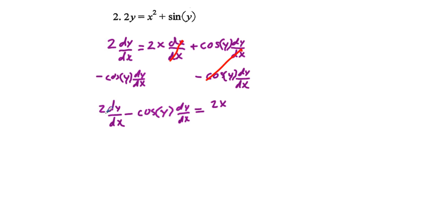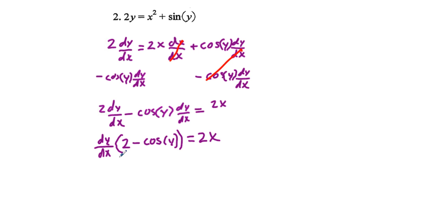And now we factor out, and we've engineered this so we have a common factor of dy dx in each of these terms. So we take dy dx, which is our common factor, which we've engineered to be our common factor, so as to be able to solve this. 2 minus cosine y equals 2x.